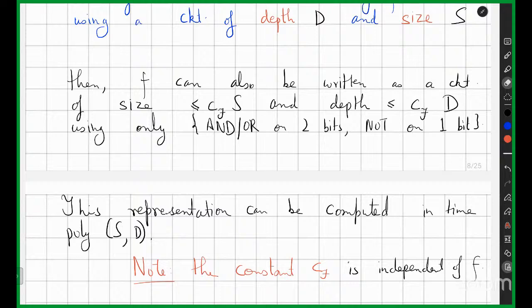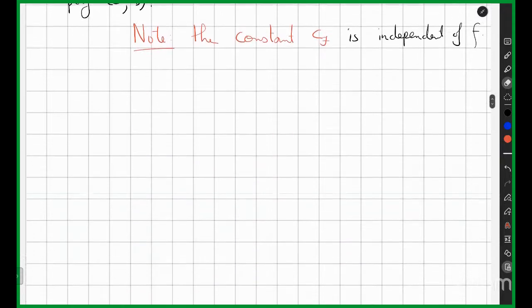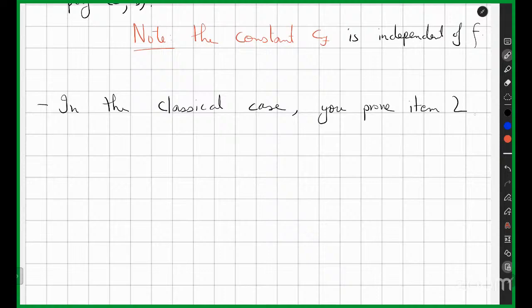The size is just the total number of internal connections. So intuitively, it's very clear what size is and what depth is, so I'll not try to define them more formally. Okay. So in the classical case, these are all fairly trivial results, right? In the classical case, you prove item 2, and in fact the proof gives you both 1 and 3 for free, more or less.